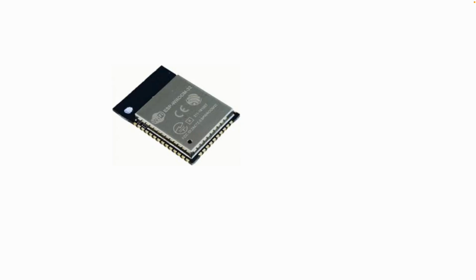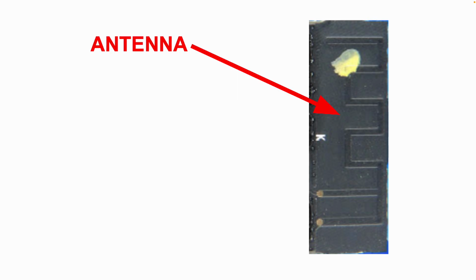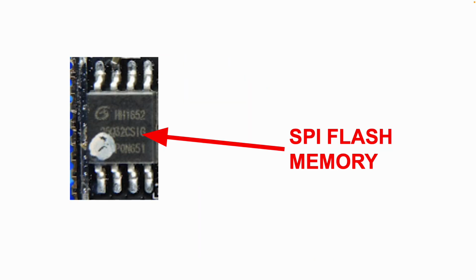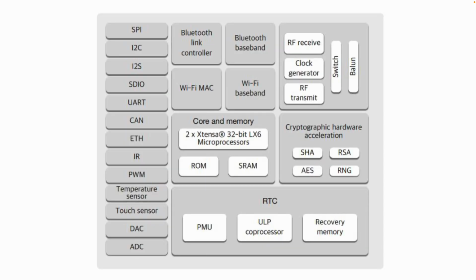But on the outside, there's a metal casing, which is a radio frequency shield. Removing this, we're left with four main parts: the antenna, the crystal oscillator, the SPI flash memory, and the ESP32 D0WDQ6. Inside the ESP32 chip, we can find all of these features.